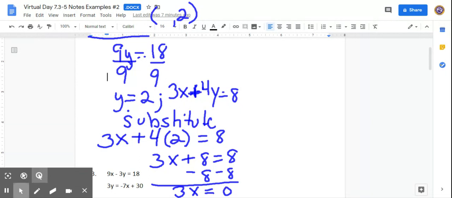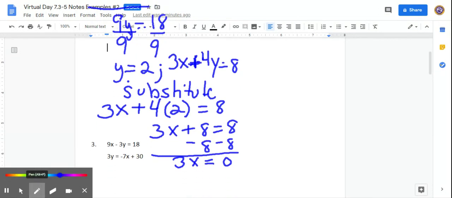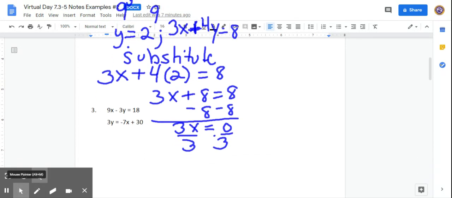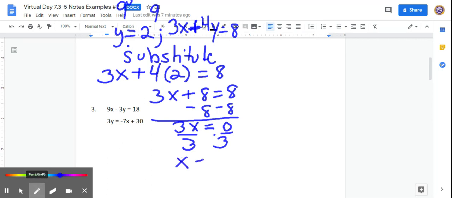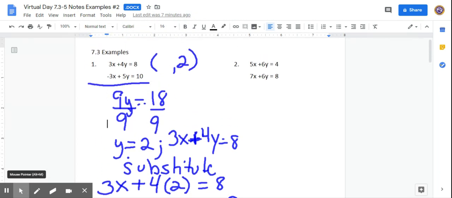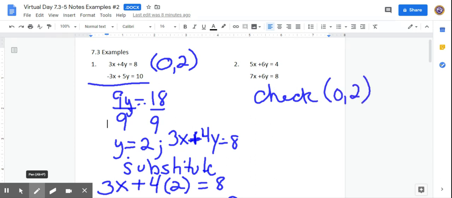So now, divide by 3, and x equals 0. So now we know what x is. So we're going to go back up, and we're going to put our 0 in for x. Okay? You can check this. Check 0, comma 2.